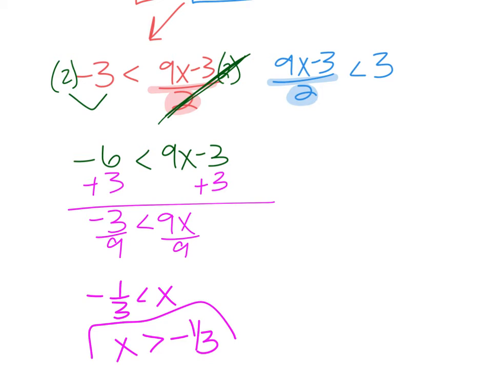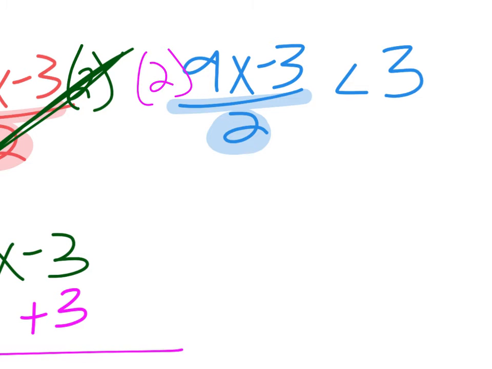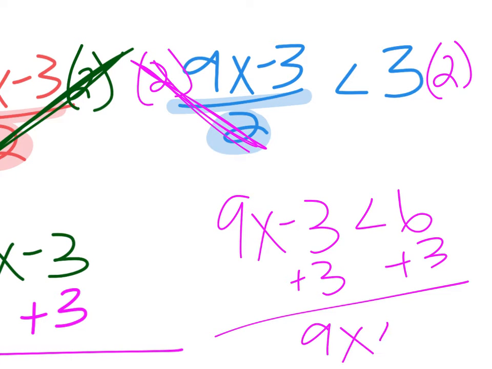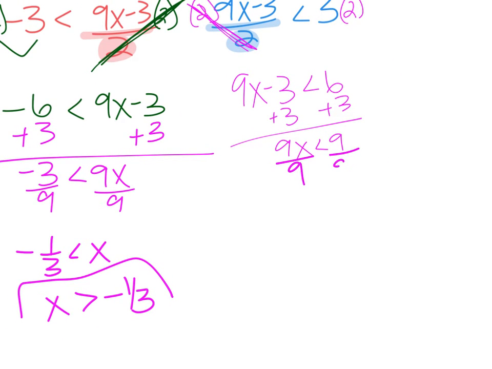So if we do the same thing then with our other equation that we have over here in blue, we would start by multiplying both sides by 2. So that's going to cancel out here. We get 9x - 3 is less than 6, and solve. We get x is less than 1.